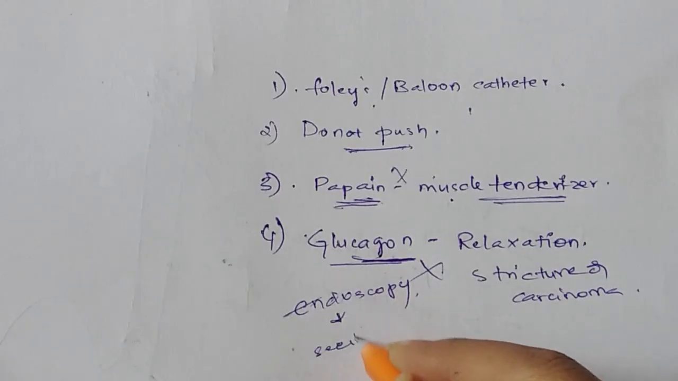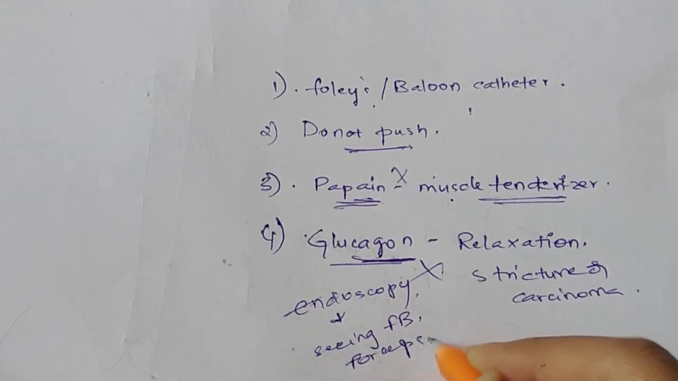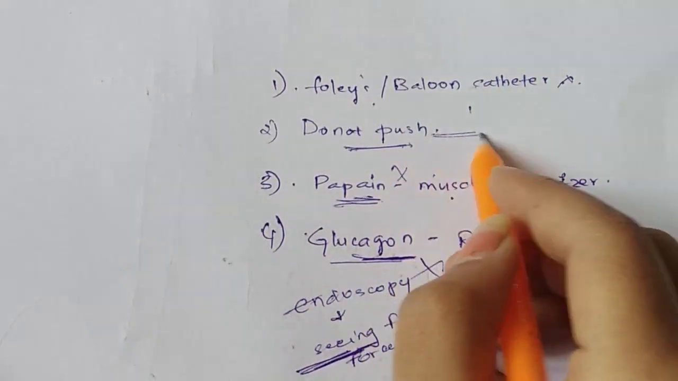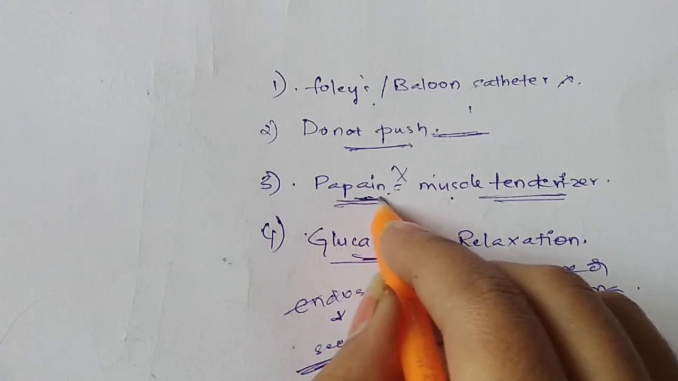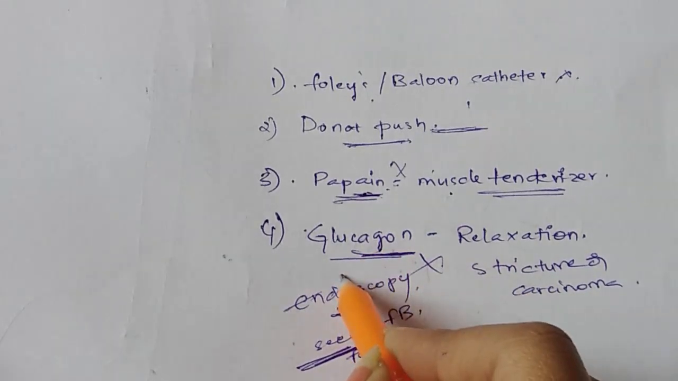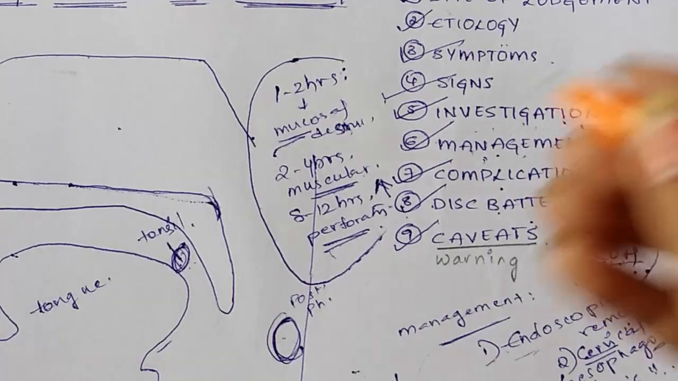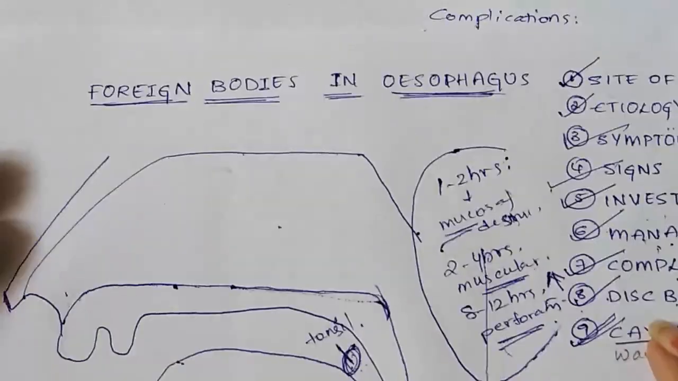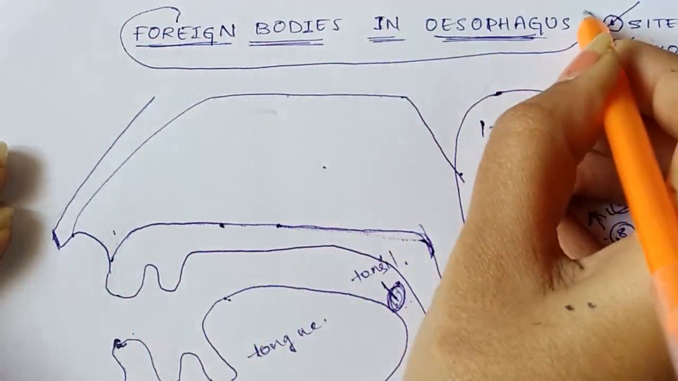By seeing the foreign body, we have to remove it with the help of forceps. We have to see them. So do not use Foley's catheter or balloon catheter. Do not push that, so it can get spontaneously expelled. So do not do that. And do not use papain. It will also digest the esophagus. Do not use glucagon since there may be other causes for the foreign body obstruction. These are the caveats. Caveats are warnings for the removal of foreign body in the esophagus. Now we have completed foreign bodies in the esophagus.